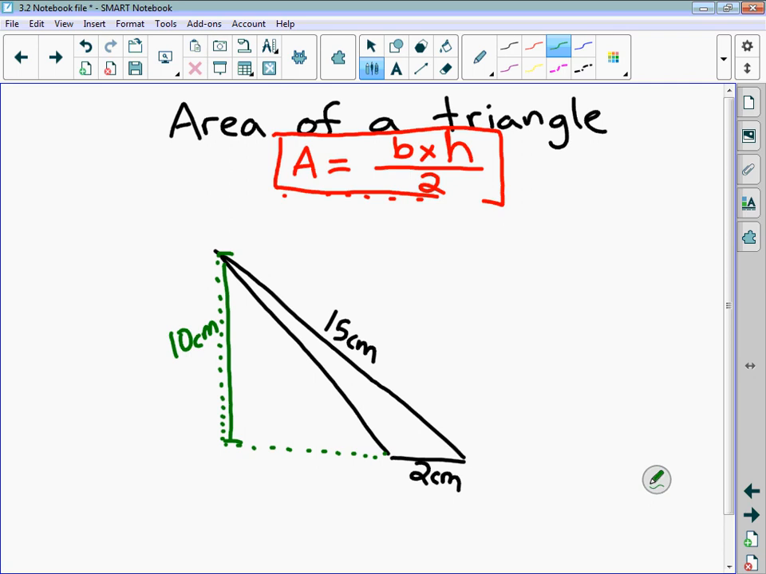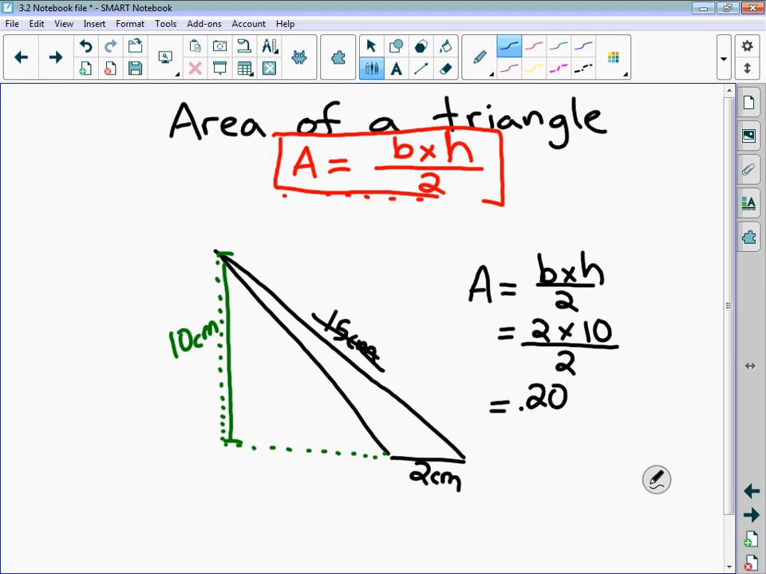And so we would take this triangle, and we would say, well, the area is equal to base times height divided by 2. So how I'm showing my work is how you should show your work in your notebook. Well, the base, we said, is 2. The height is not 15. The height is 10 centimeters, so 2 times 10. We're dividing that by 2. So 2 times 10 is 20. So 20 divided by 2 is equal to 10. So 10 centimeters squared would be the area of that triangle.